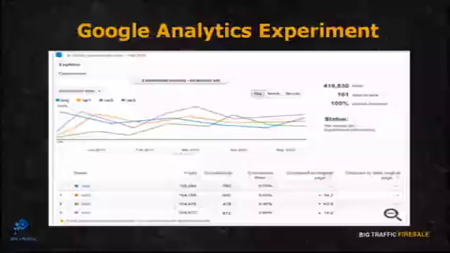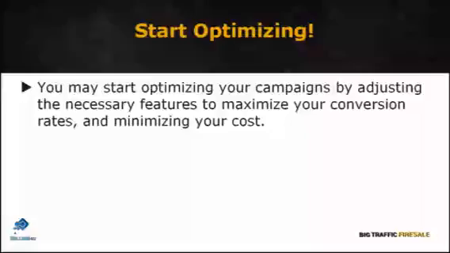But fret not, there is a shortcut to this method. For starters, you can make use of the Google Analytics experiment, where it's easy and free. This tool enables you to test any slight change or variation to your website, which enables you to measure which landing page generates the most conversions. So now you're good to go. I hope you've already mastered the tricks of the trade in the Google AdWords scene. You can focus on optimizing your campaigns by adjusting the necessary features to maximize your conversion rates and minimize your costs.